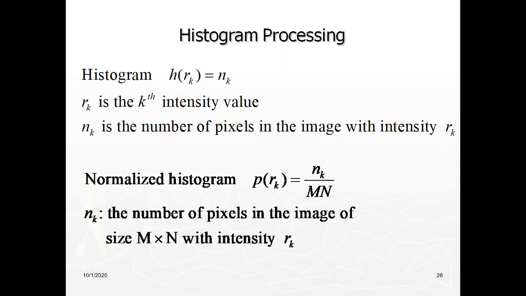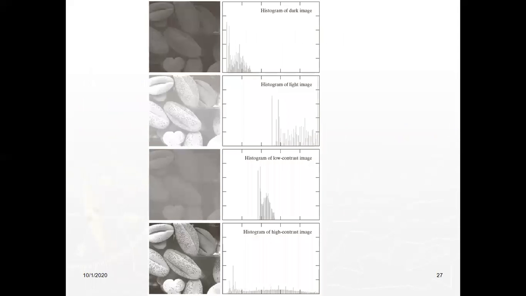Then we can go for a normalized histogram, wherein we write p of rk equal to nk by MN, where M into N is the number of pixels in the image. M is the number of rows and N is the number of columns. So the size of the image is M cross N, and nk is the number of pixels with the particular intensity value rk. For example, a histogram might be something like this.